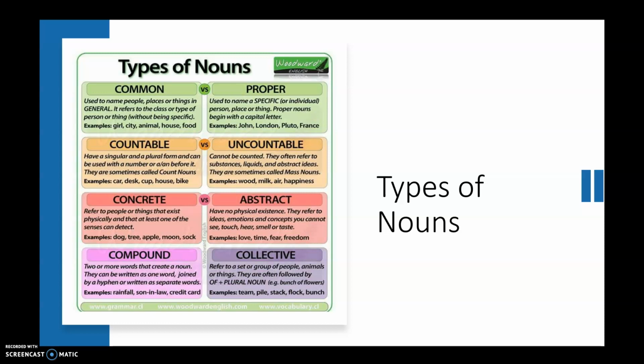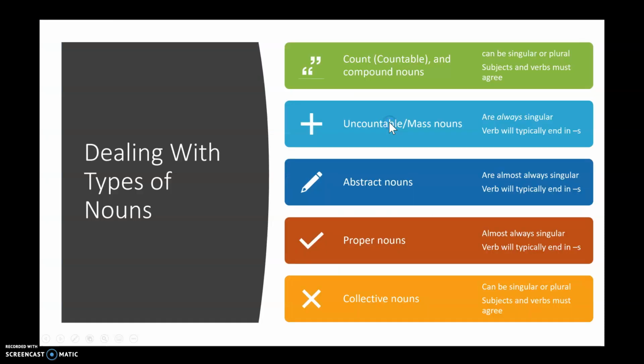And the way we do subject-verb agreement varies a little bit for the types of nouns. So count and compound nouns can be singular or plural, right? So you can have 1 cat or you can have more than 1 cat. You can have 1 team or you can have more than 1 team. And in those cases, the subjects and verbs must agree in the way we've talked about thus far. Collective nouns, same deal. You can have 1 team or multiple teams. So the subject and verbs must agree in the way that we've been talking about.